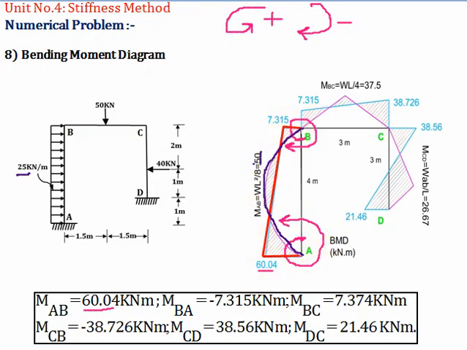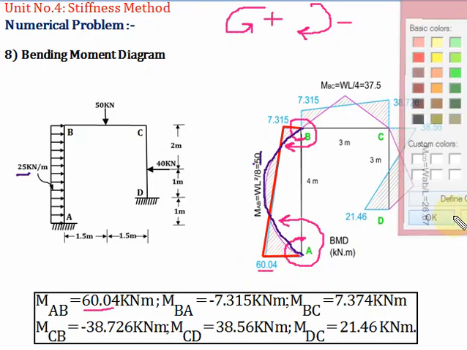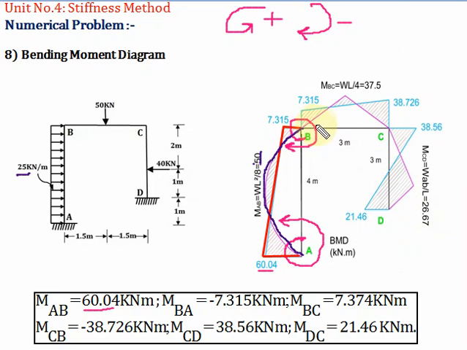Okay, now after finding out, what is the moment in member BC? The moment in member BC is 7.374. The plus means anti-clockwise. Now keep the pen nearer to support B on member BC and rotate the joint B in anti-clockwise direction. So this value 7.374 is above the line BC.